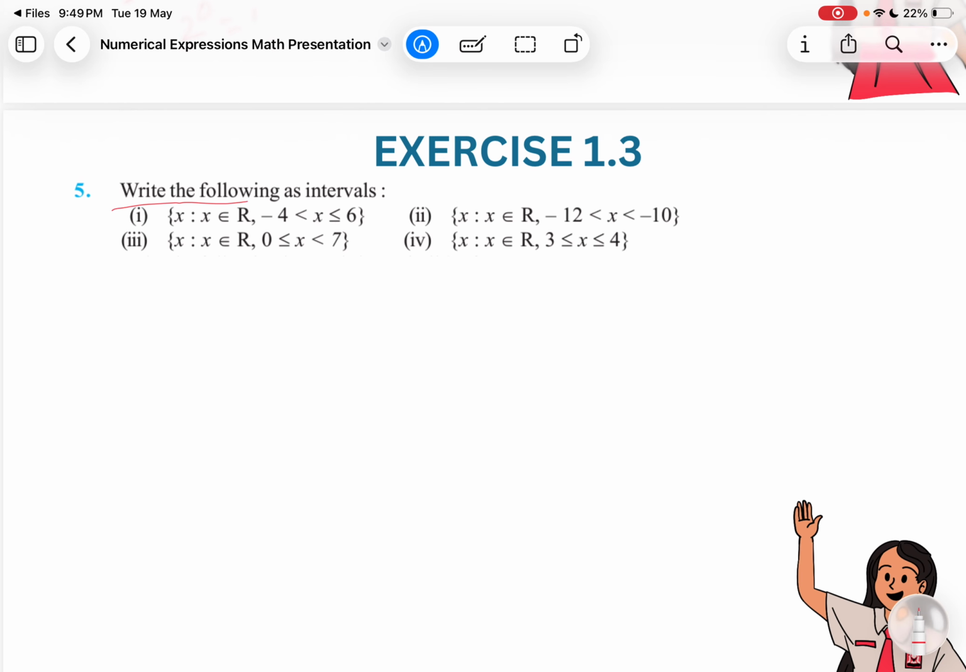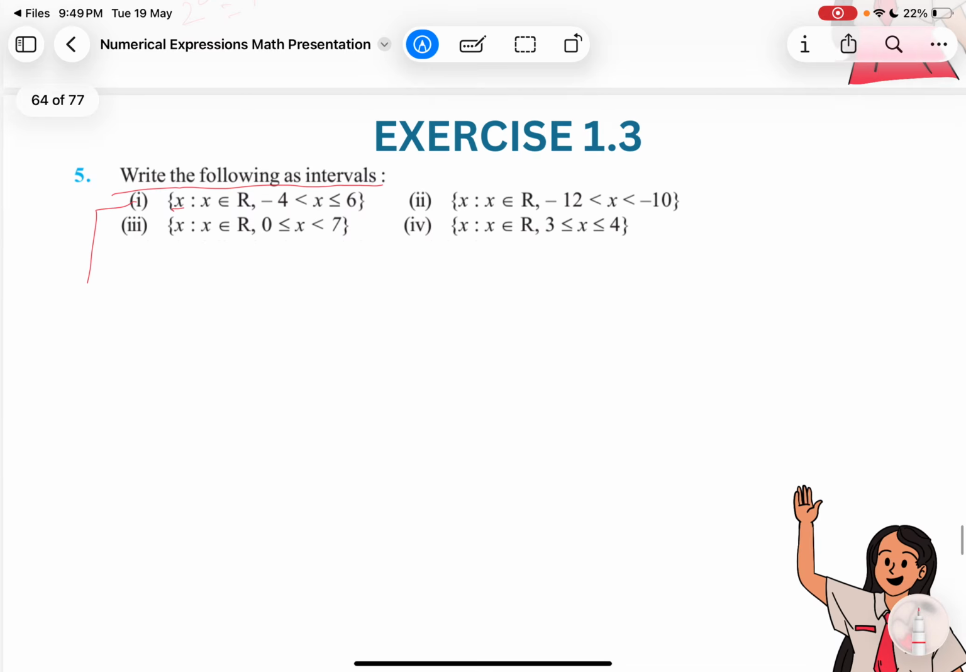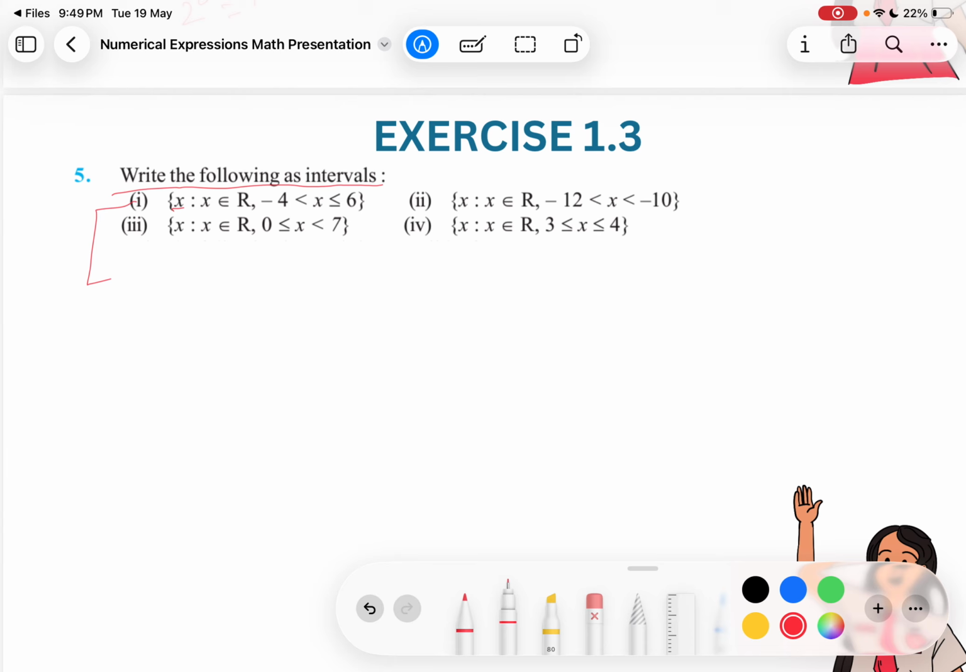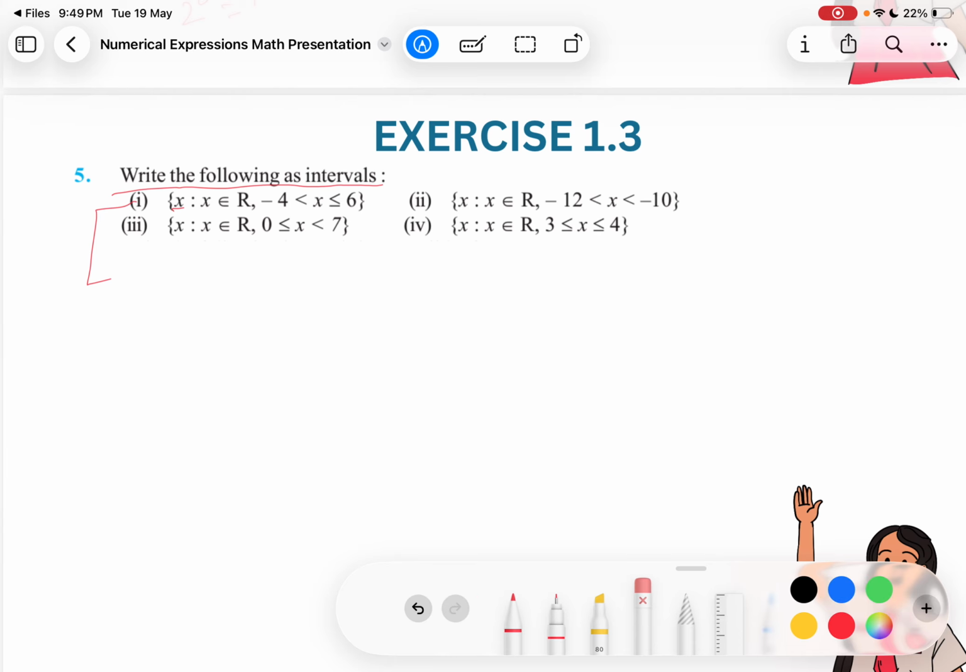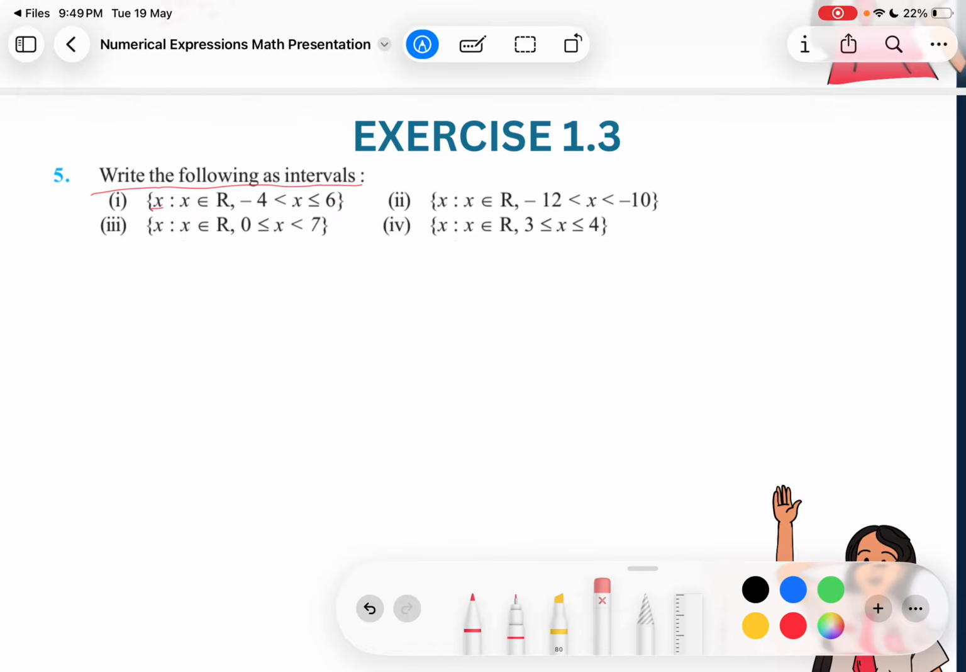Now question number 5, write the following as intervals. We have already seen what interval means, closing and opening. So x, just let me convert it into set tabular form, so it will be easy to understand and draw its intervals, right?